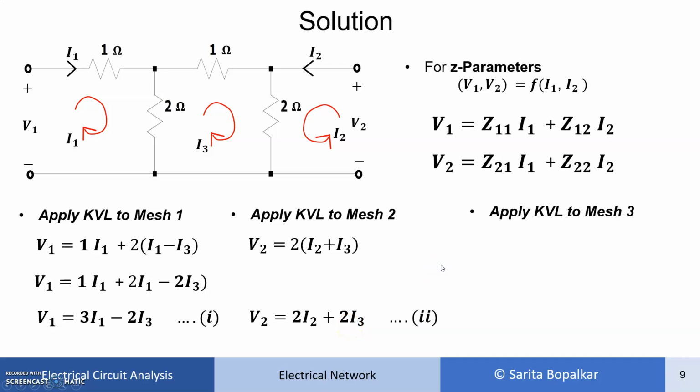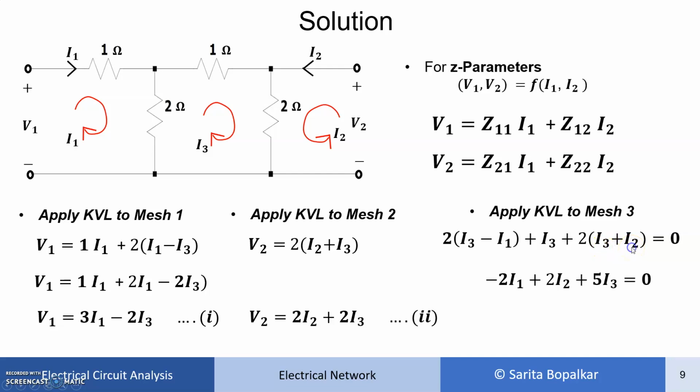Apply KVL to mesh 3, this one. So what will be the equation? Now I3 is in this direction and I1 in the opposite direction. So 2 into I3 minus I1, plus 1 into I3. And here plus 2 into I3 plus I2, because I2 flows in this direction and I3 also flows in this direction. Both are in the same direction. That's why plus. Let's solve this. Separate the terms and combine the similar currents.